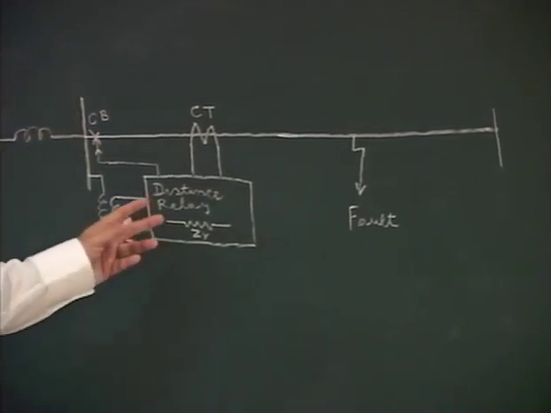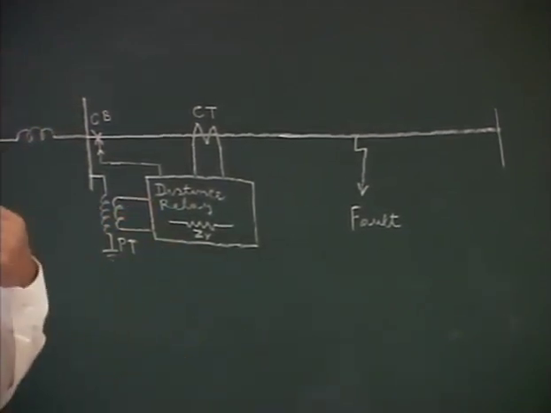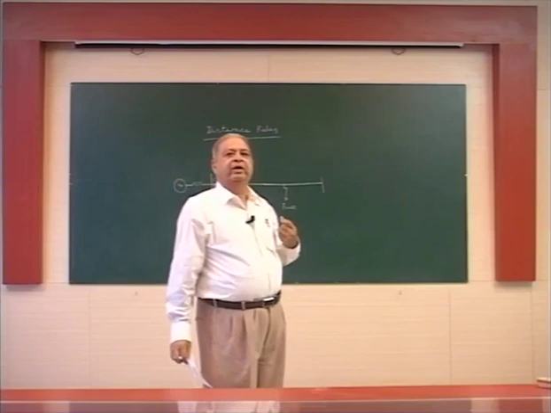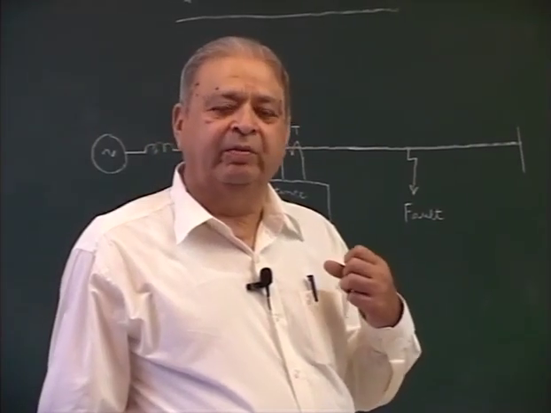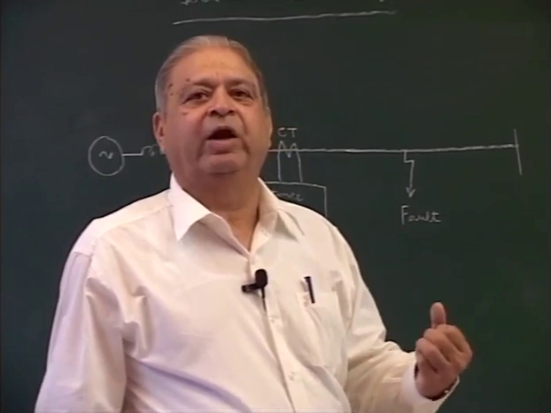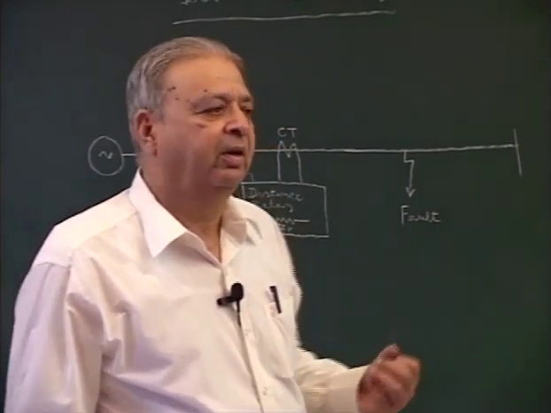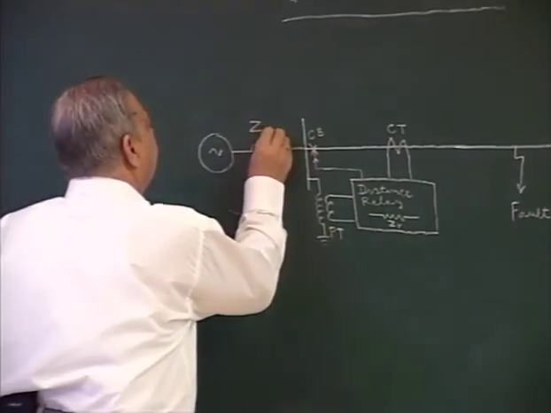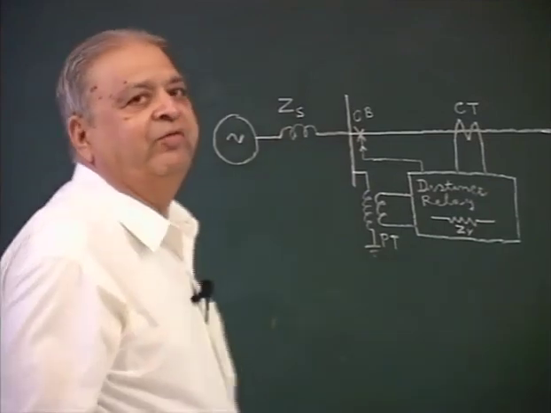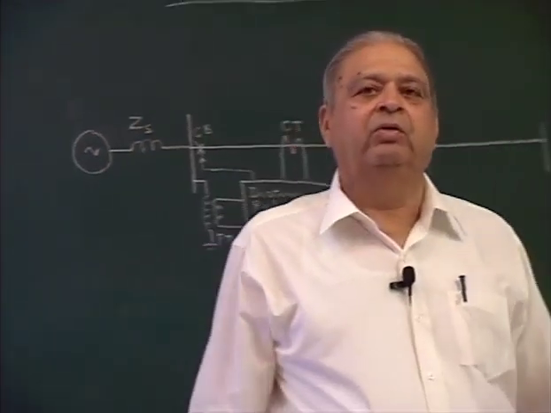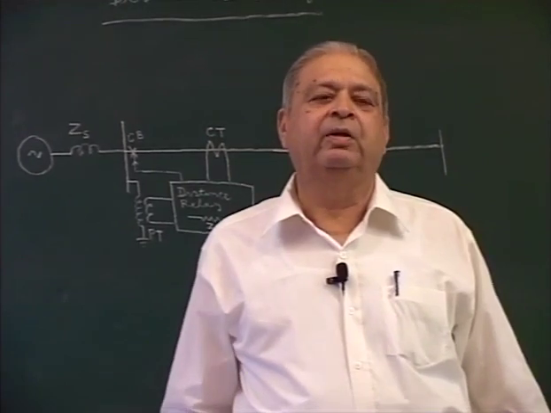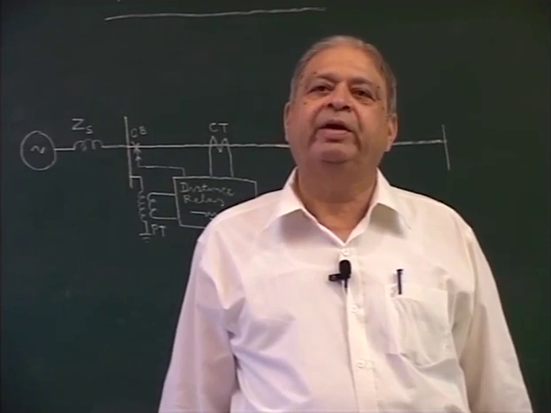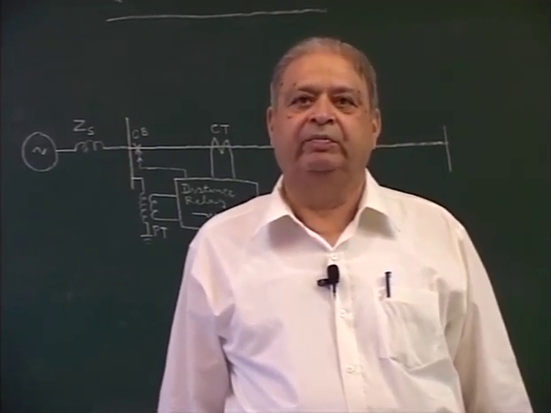Then the relay will find a ratio of the voltage inside the relay and current flowing inside the relay. So, it will measure the impedance between the bus and the fault point. In case the source impedance ZS varies, it will have no effect on the value of distance or value of impedance measured by the relay. So, measured impedance of the relay will be independent of the source impedance.